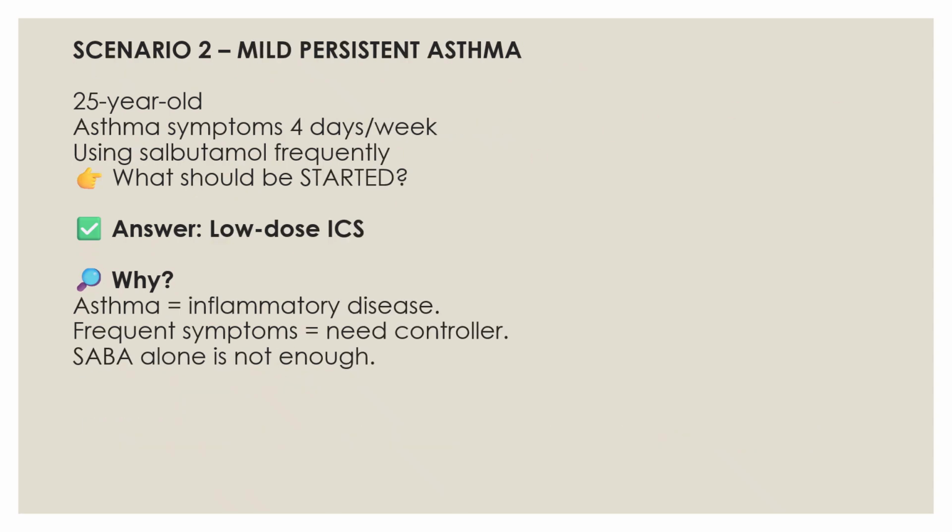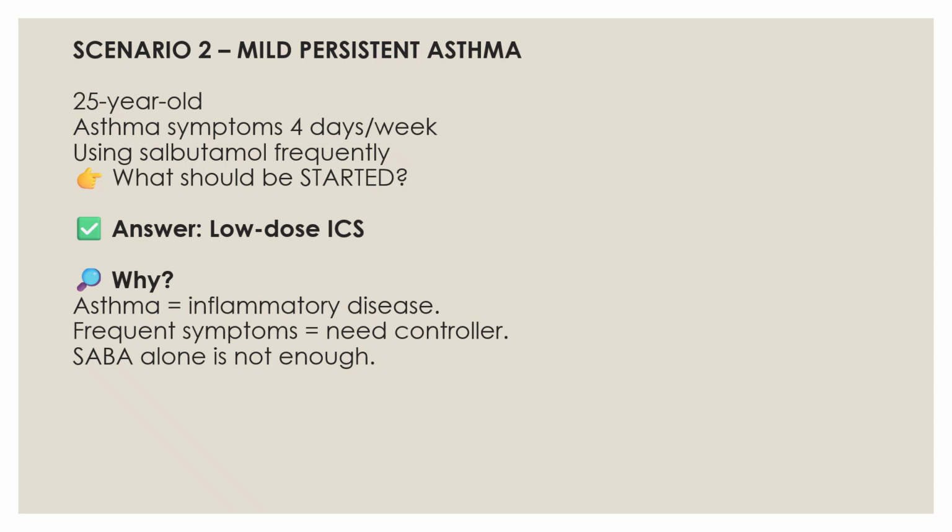Next, the second scenario is mild persistent asthma. The patient is 25 years old, having asthma symptoms 4 days per week. Means out of 7 days, on 4 days she is having asthma symptoms, using salbutamol frequently. Salbutamol is given in an acute condition, as a first-line treatment, that is SABA.